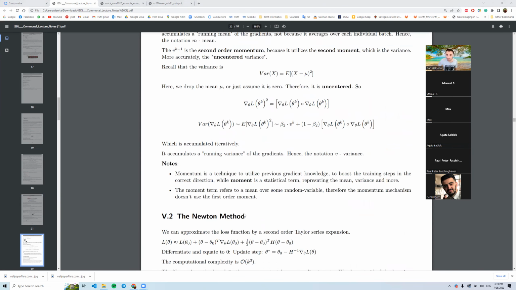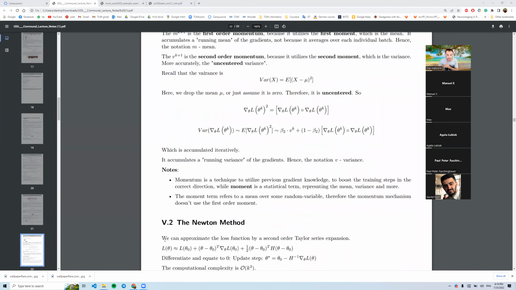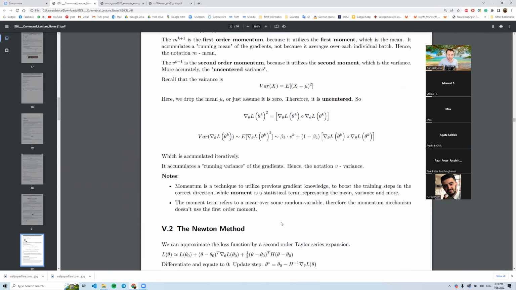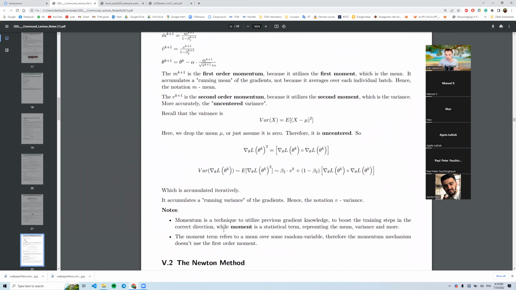So Newton method. As we could see in a previous exam, there was a question to define it, and this was the sentence that was required in the solution: the second order Taylor series expansion. Here you see second order, but that's true actually. And what are we trying to do in Newton method?